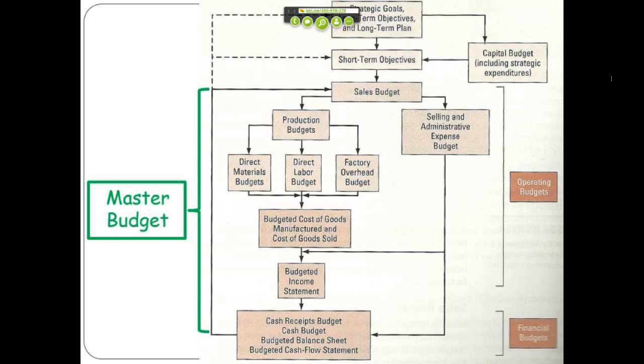In a nutshell, this is the master budget from here to here. It starts with the sales budget. You then have your production budgets that will lead to direct materials, labor, and overhead budgets. Selling and administrative budget. Your corporate overhead budget. You then can budget your cost of goods sold and cost of goods manufactured. And out of it comes the income statement, the balance sheet, and the statement of cash flows.